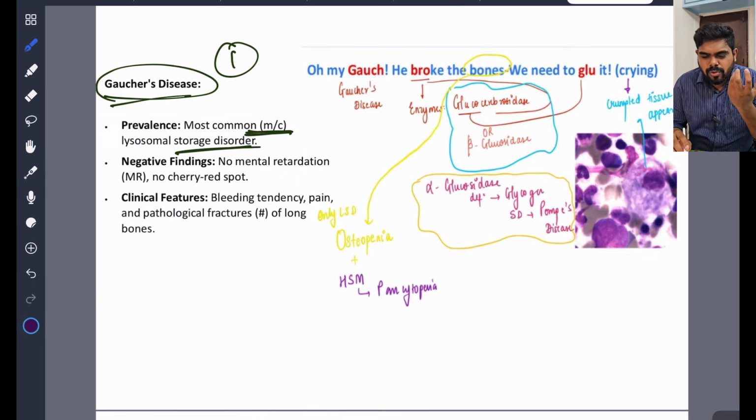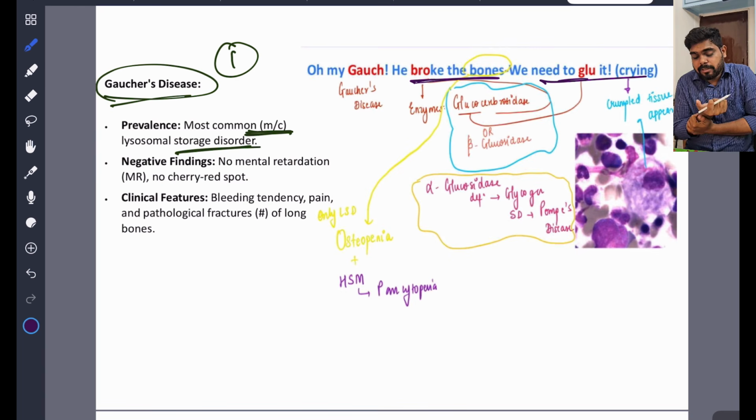Oh my gosh, he broke the bone. We need to glue it. So imagine you got some bone pain, bone injury, and you are crying. Oh my gosh, he broke the bone. We need to glue it. Okay, Gaucher's disease. Broke is bone, so bone pain.